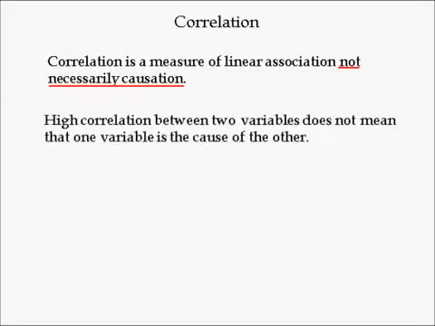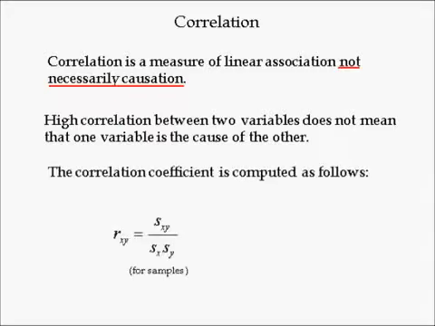High correlation between two variables does not mean that one variable is the cause of the other. For example, hot dog sales at football games and the football team's winning percentage are highly correlated. This does not mean that the team will win more games if you sell more hot dogs at home games. A high winning percentage increases attendance, and high attendance increases hot dog sales. So winning percentage is the cause of attendance, and attendance is the cause of hot dog sales.